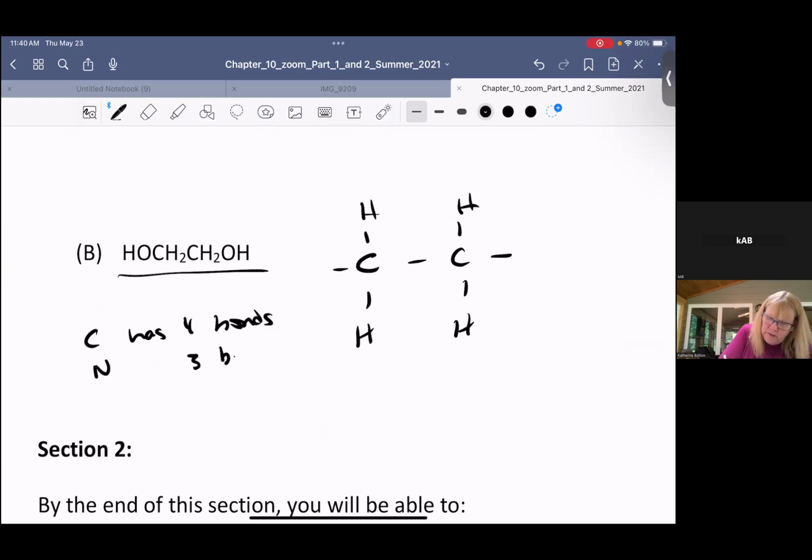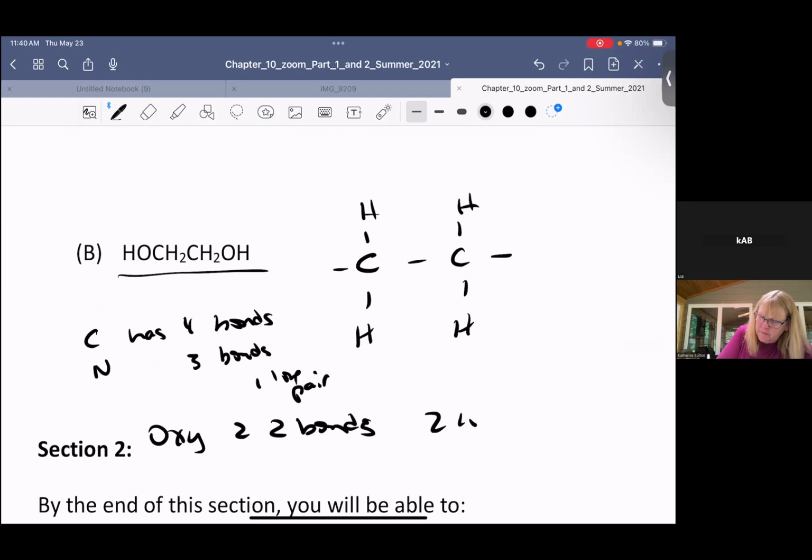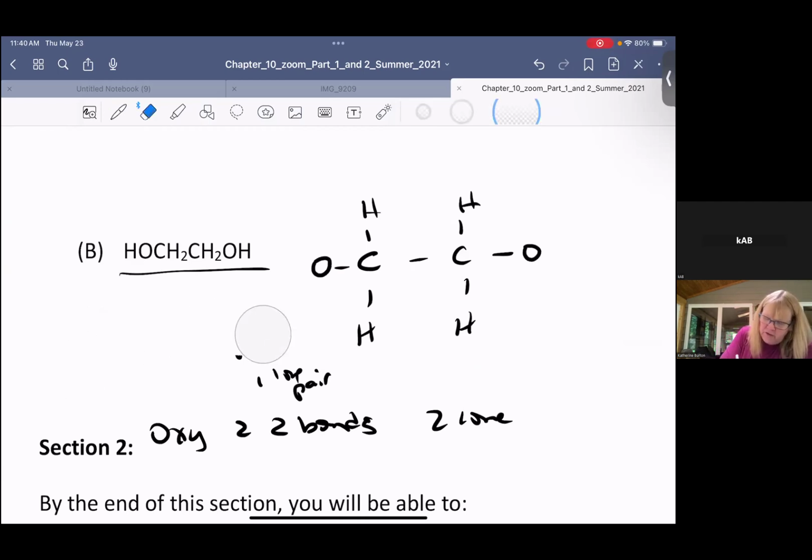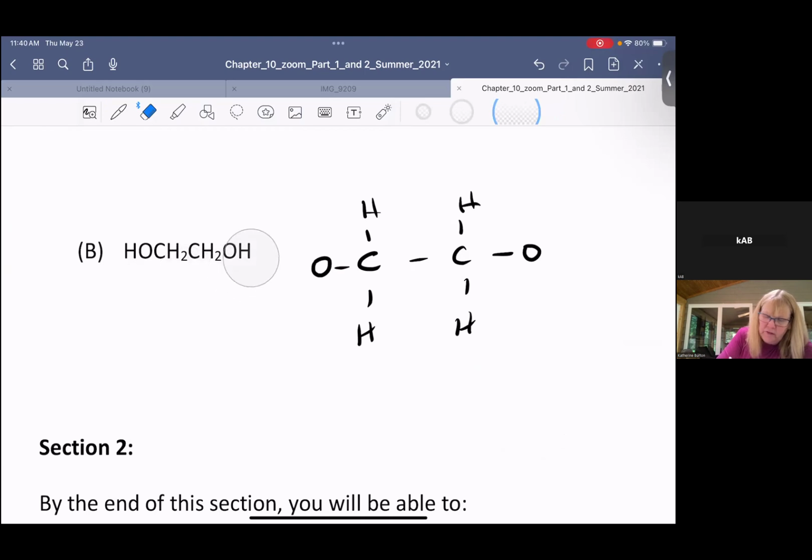Nitrogen, 3 bonds, 1 lone pair. Remember oxygen, 2 bonds, 2 lone pairs. If we went to group 7, they have 1 bond and 3 lone pairs. Why is this relevant? Because if we tack the oxygens on the end, first of all, how do you know the oxygens are on the end? Because we wrote it like that. We're not trying to be mysterious.